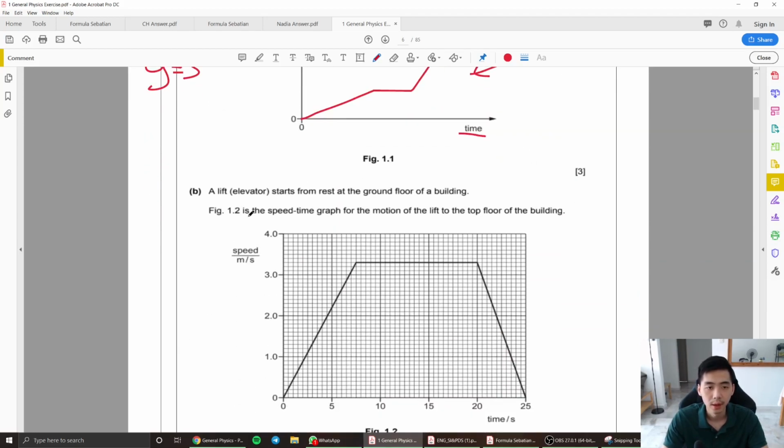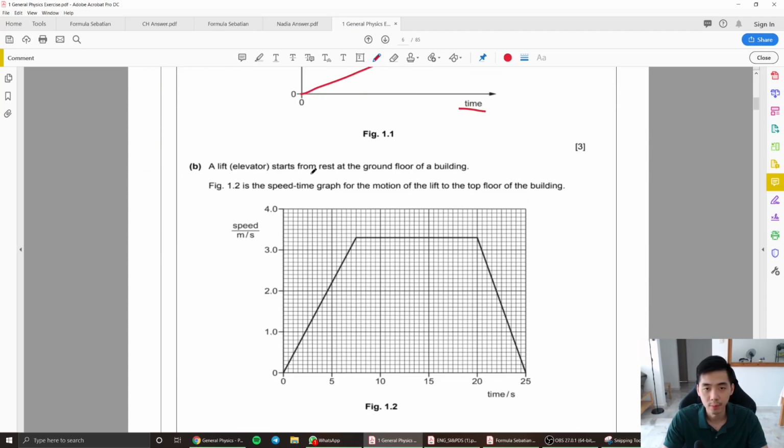All right. Then after that, a lift starts from rest at the ground of a building. Figure 1.2 is the speed time graph for the motion of the lift to the top floor of the building. So initially it starts with 0, it moves with a constant acceleration all the way until 3.2. Then after that, this point of time would have been 7.5. This here would have been 20 and 3.2. And this here will be 0.